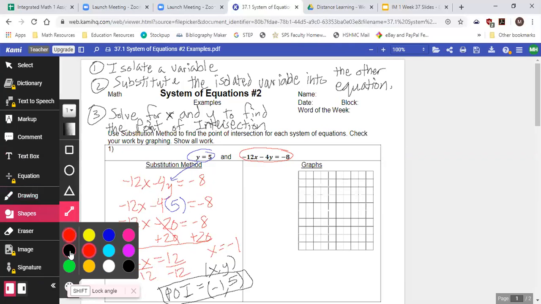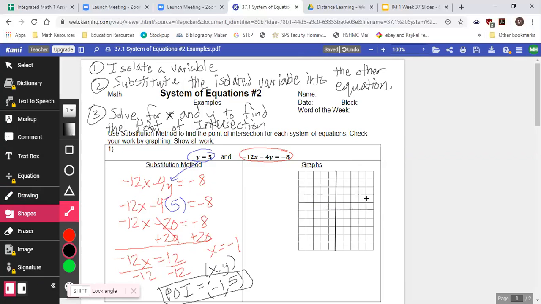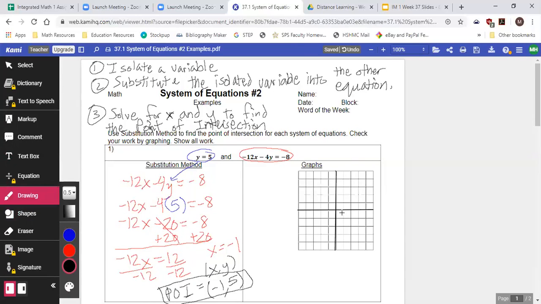Now we're going to try to graph it to see if this point of intersection is correct. So I'm going to draw my x and y axis, and I'm going to scale by 2s just so that I can fit all the points. So this is going to be 2, 4, 6, 8, 10, 2, 4, 6, 8, 10.